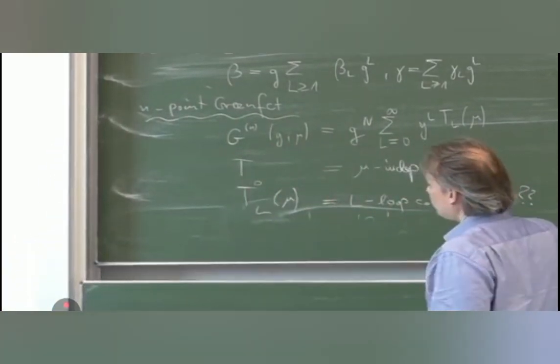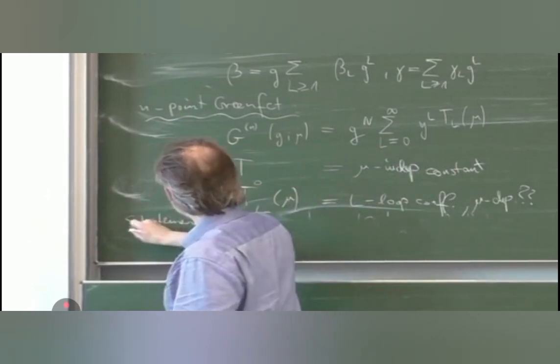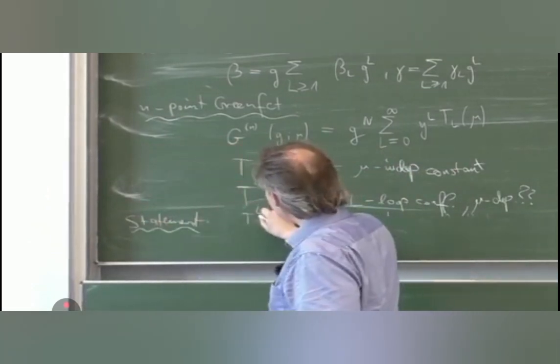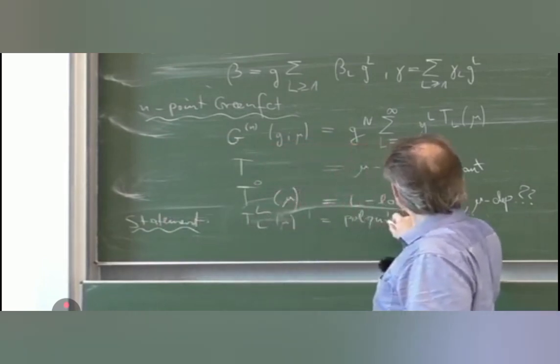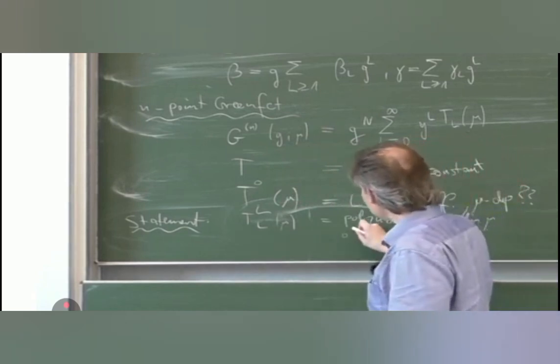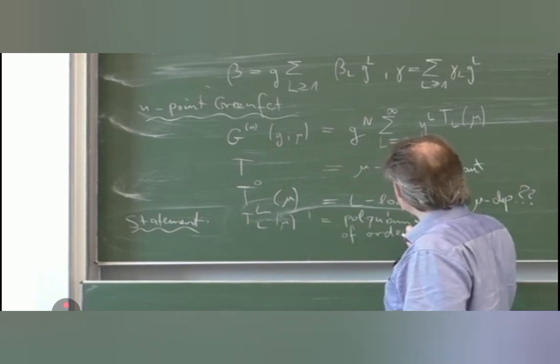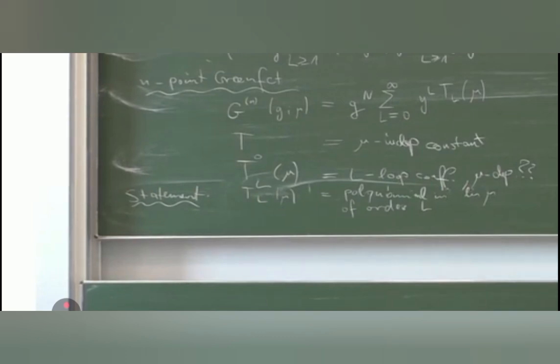And there is now a statement which we are going to prove. The statement is that this G_L of μ is a polynomial in ln μ of order k. This is like at one loop where we saw explicitly ln μ to the first power, never saw ln μ squared, but that is representative for the general case.